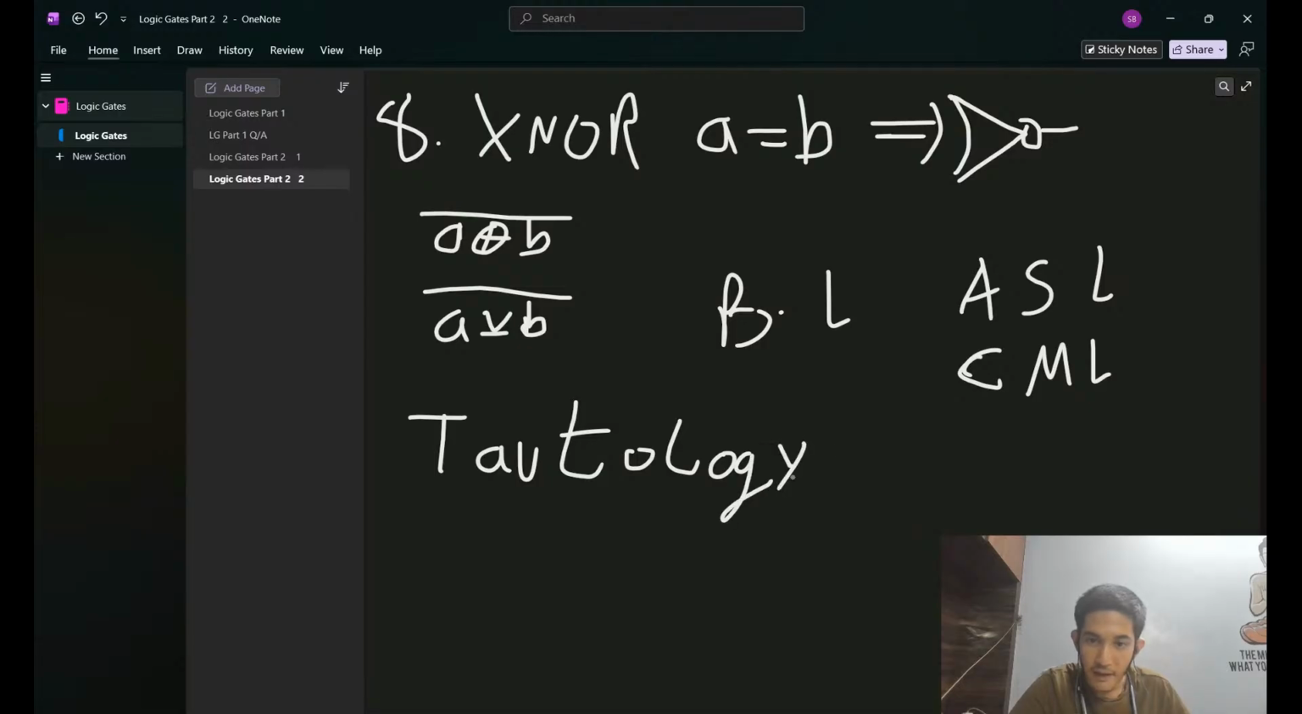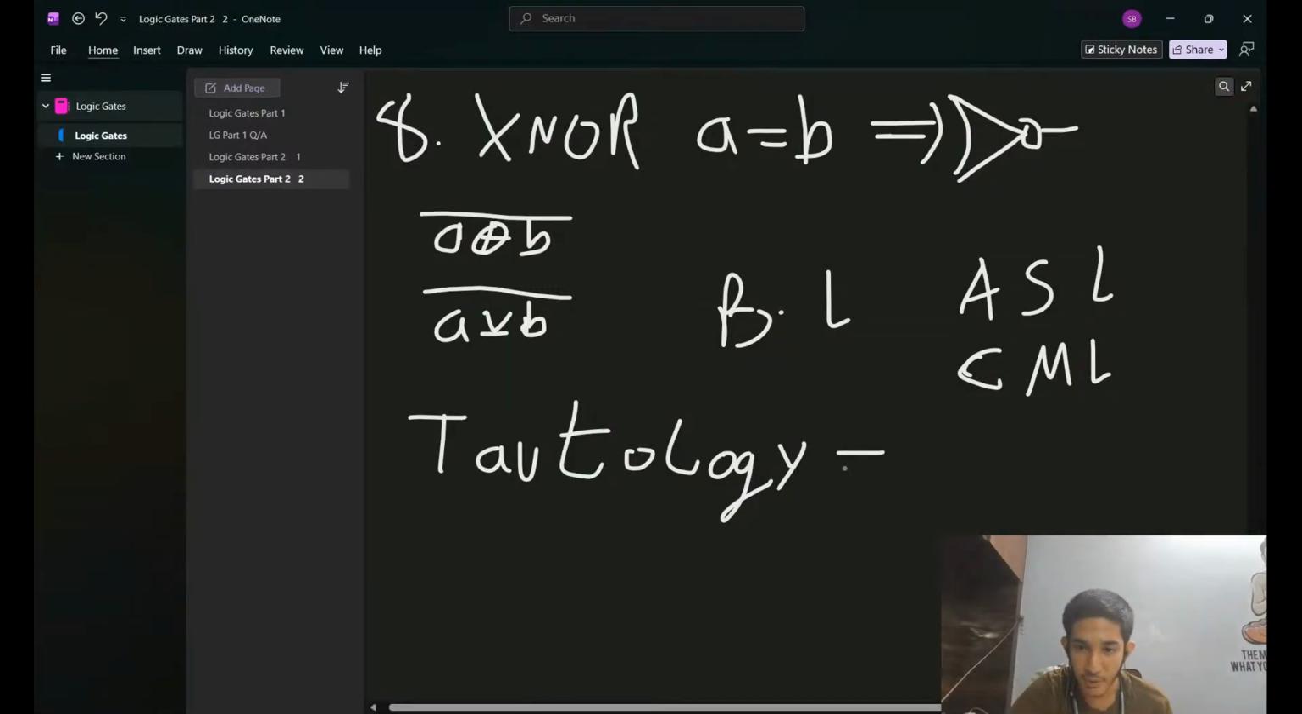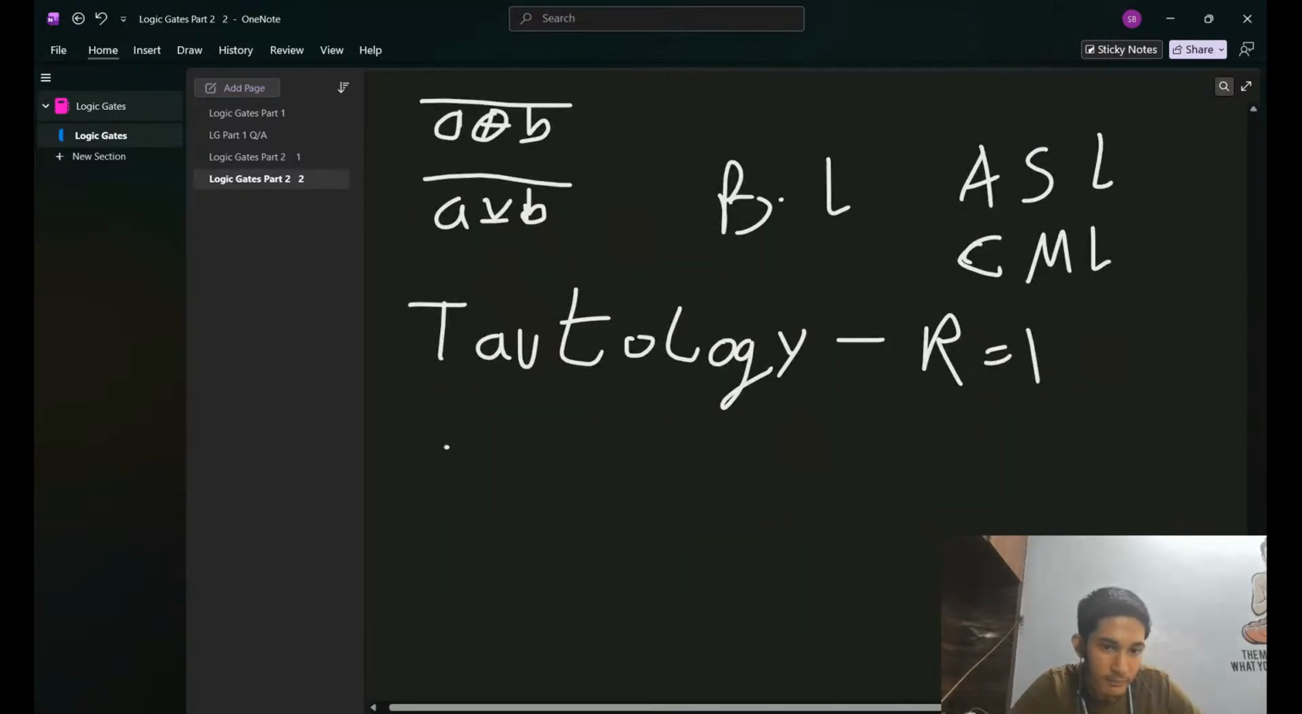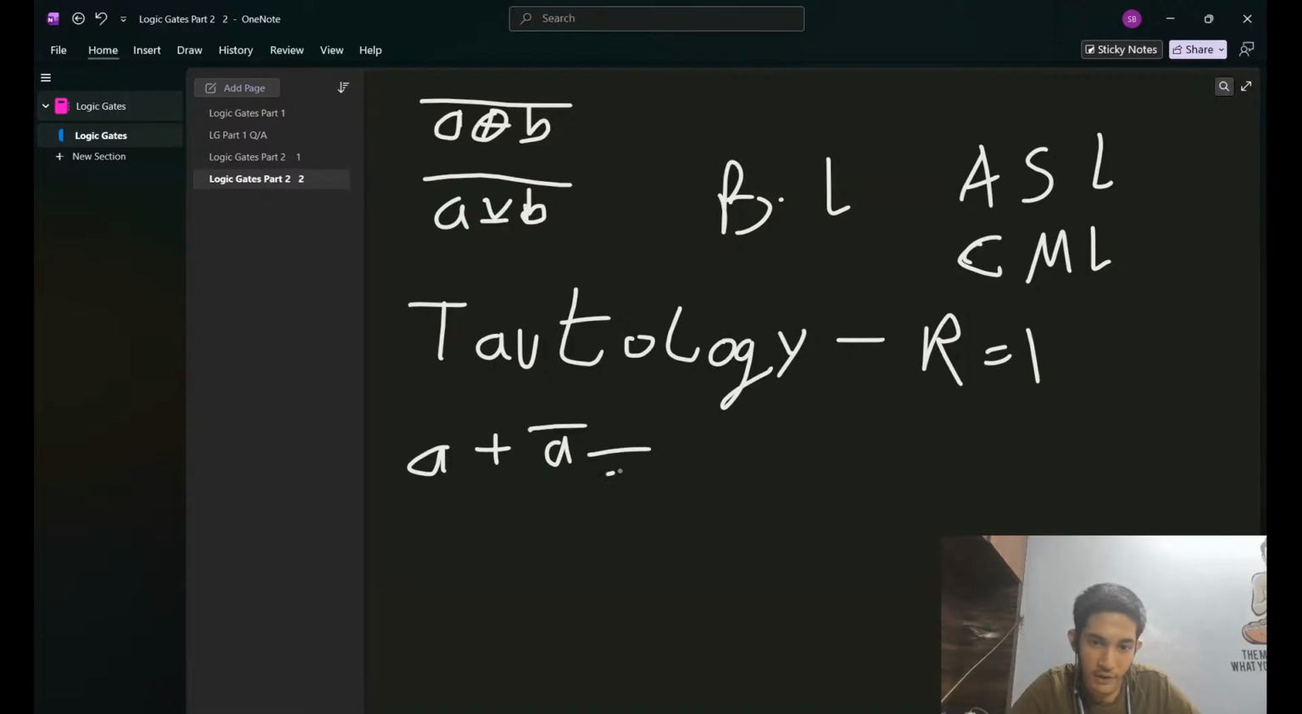Tautology. It is an event in logic that makes something always true. So the result is always true. An example would be A or not A. That's always true.